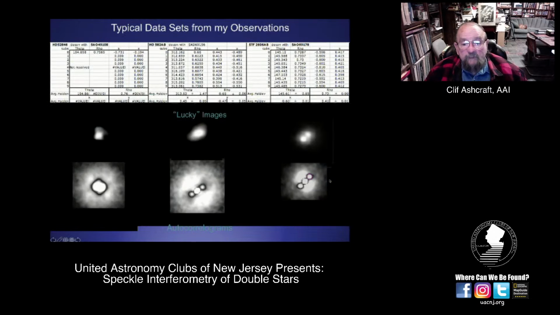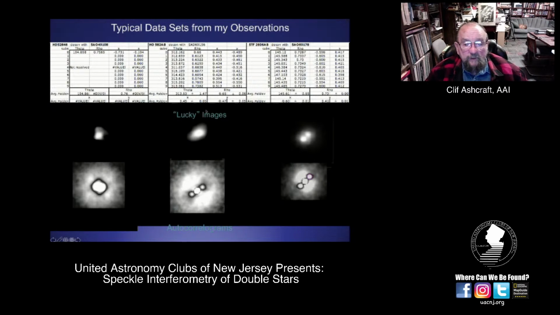Here's some of my typical data. Here's one that didn't work. This was just too darn close. And the funny thing was the value in the double star catalog suggested I should be able to observe this. So all I could tell is that the rho is less than 0.76 arc seconds, probably a lot less.